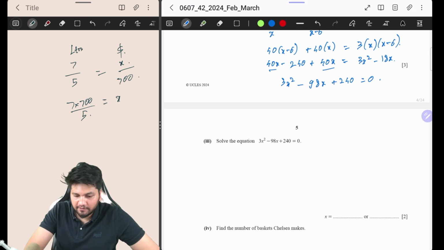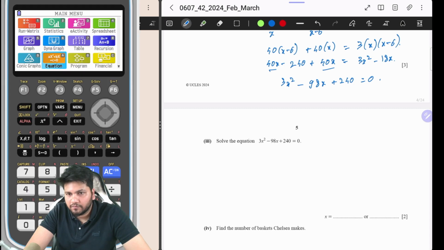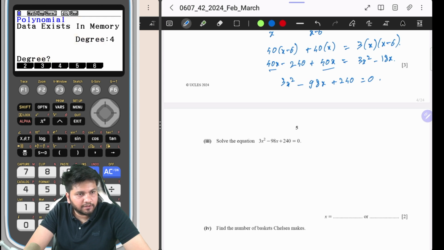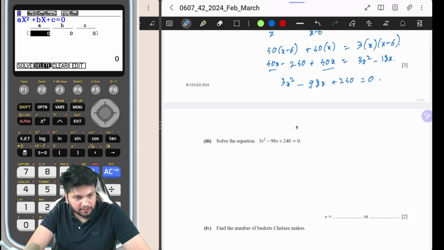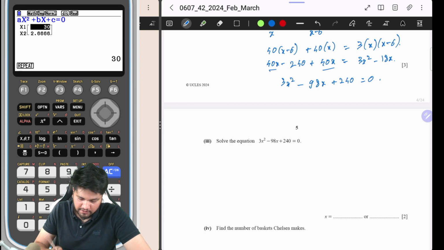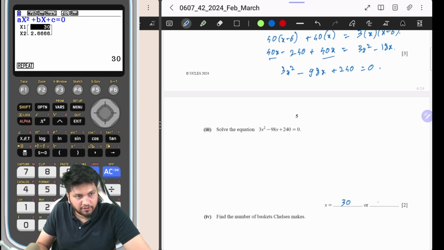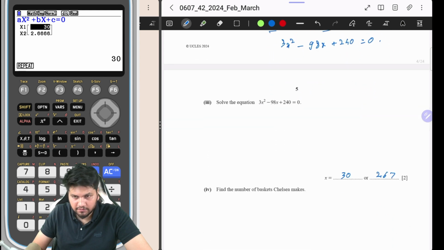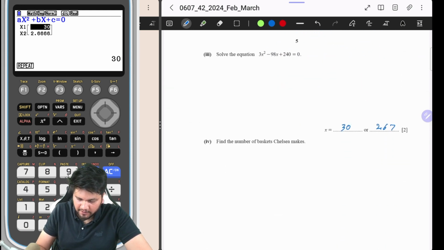Of course, here also we are going to use calculator for the same. For this, we'll go to the equation. Then obviously we are going to put on polynomial with the degree 2. The values are 3, minus 98 and then 240. That's it. Execute. We get the answer as 30 and 2.66. So x is equal to either 30 or 2.66, or 2.67 we can consider. Obviously 2.67 minutes won't be a right answer because then they will make 240 kind of baskets, because if you divide 480 by 2.67... so the actual answer is just going to be 30.